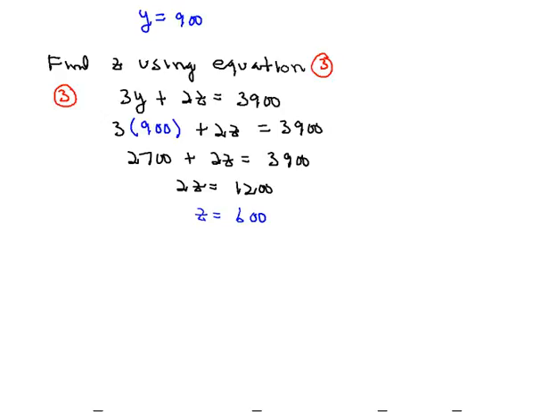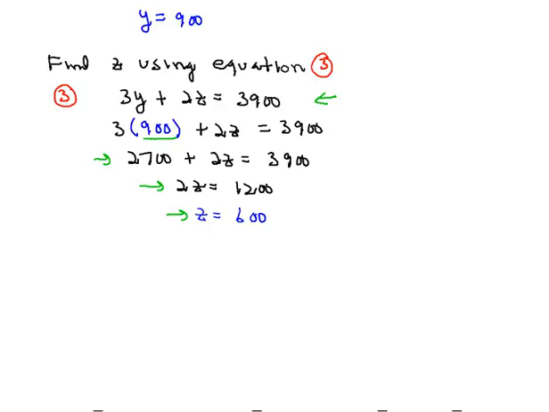To find z now, we can use equation 3, which you'll see restated here: 3y plus 2z is equal to 3,900. And we'll replace the y with 900. And in multiplying, we end up with 2,700 plus 2z is equal to 3,900. And subtracting 2,700 from each side, we'll have 2z is equal to 1,200, or z is equal to 600.